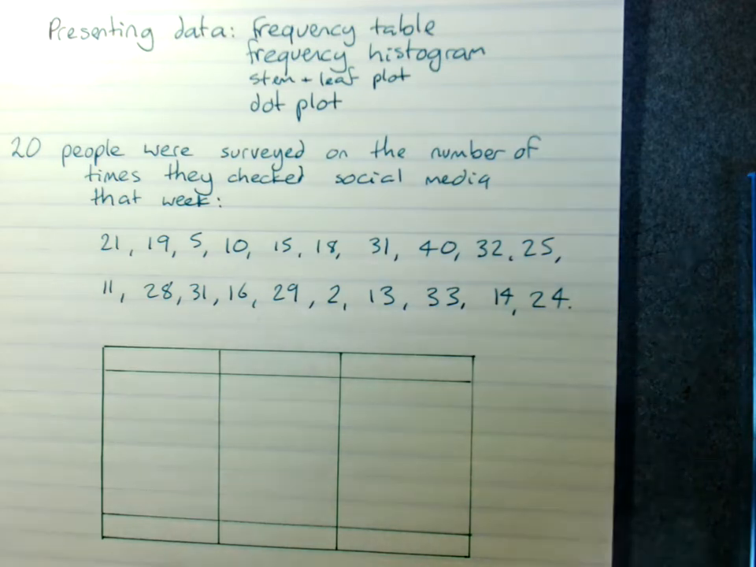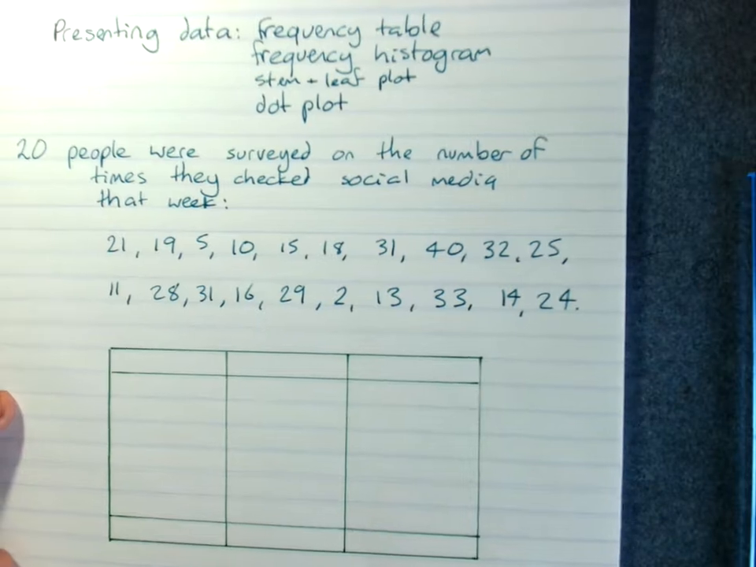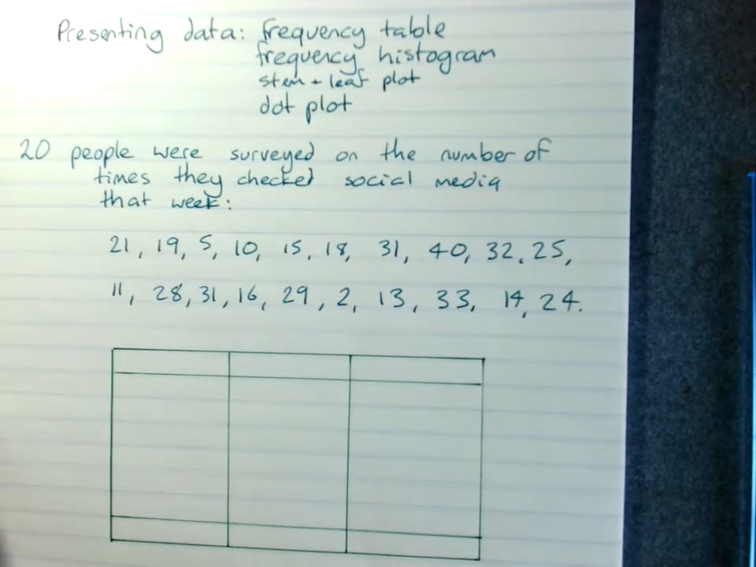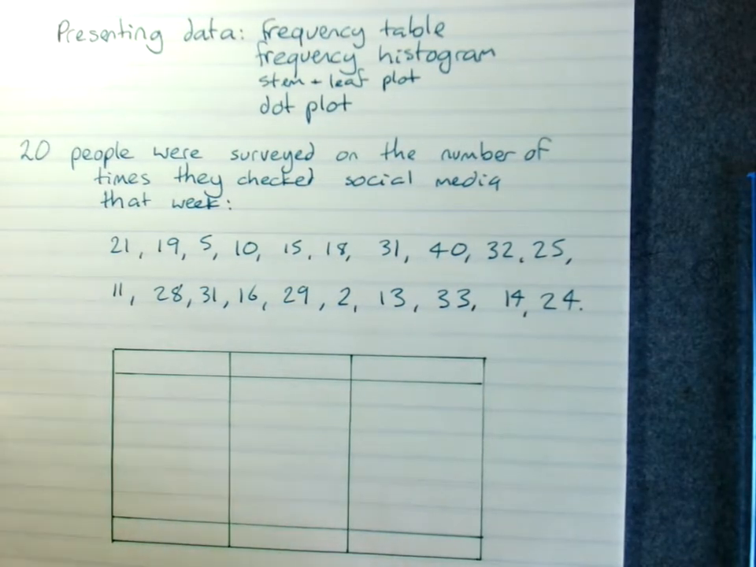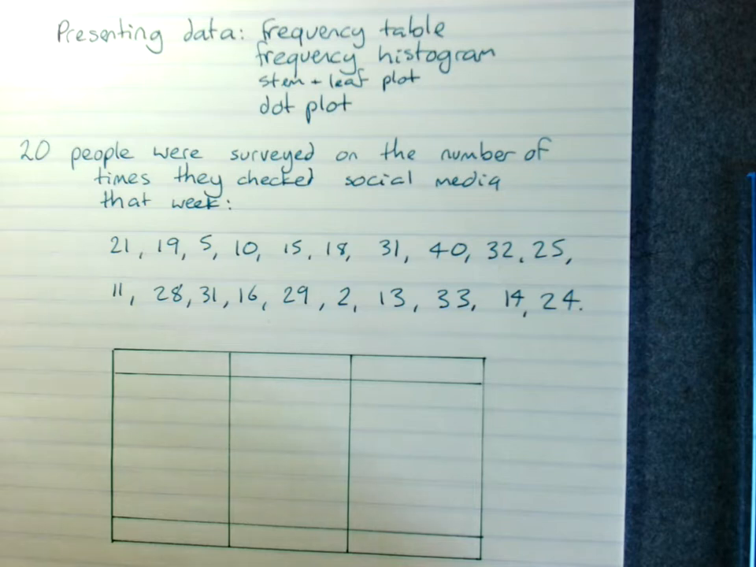Presenting data, we'll look at a frequency table, frequency histogram, both with percentages, stem and leaf plot, and a dot plot. I strongly recommend not actually writing this down. I'm taking most of this from the example in the textbook. I really just want to make sure that you have a resource so that you know what I need for this.